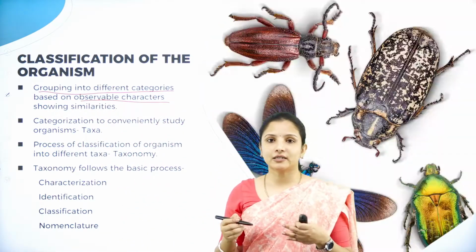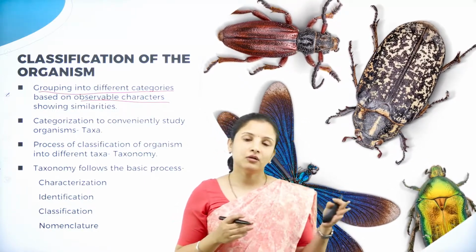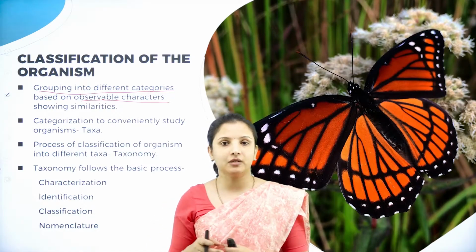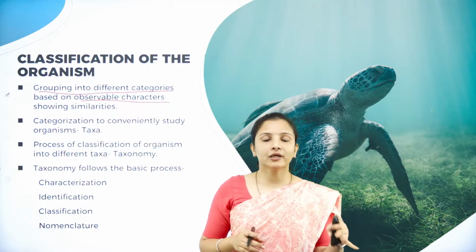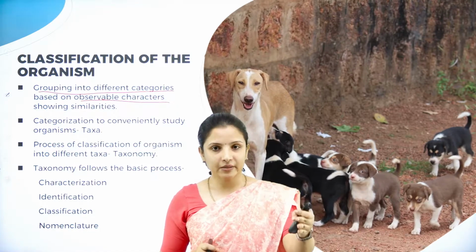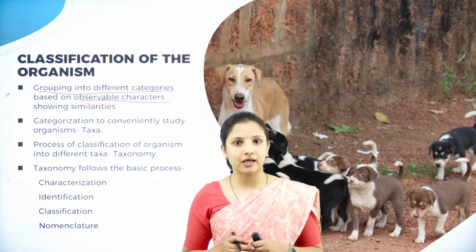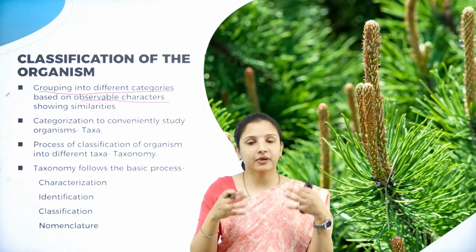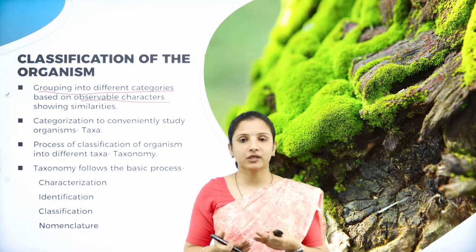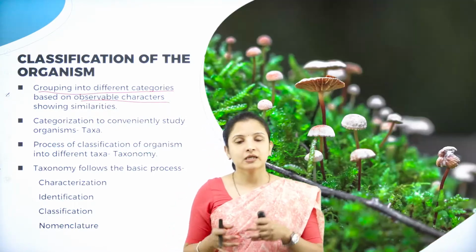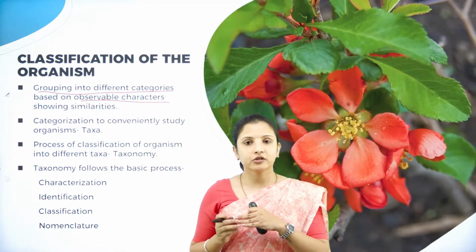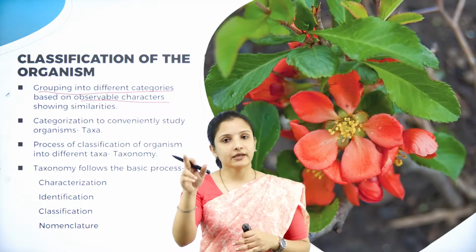That is, those characters that show similarities. Looking at a plant, you can say this is a plant. Looking at an animal, you can say this is an animal. Again, under plants, by looking at a rose plant, you can say it is a rose plant, and by looking at a hibiscus, you can say it is a hibiscus plant. You categorize them again in plants itself, based on the observable characters, the characters which you can see. It is the same in the case of animals. When you see an elephant, you will say that is an elephant, it is an animal.